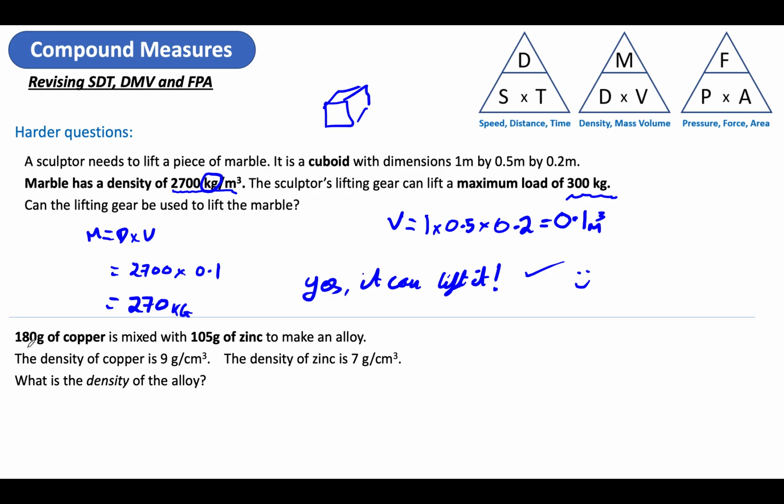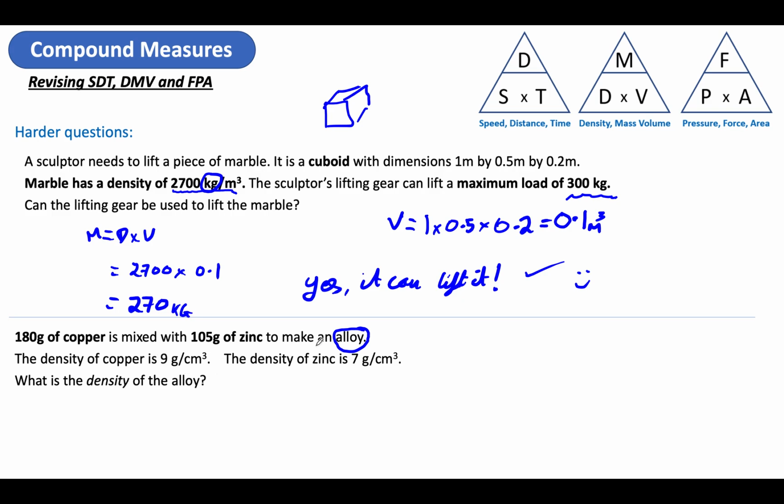Right, last question then. 180 grams of copper is mixed with 105 grams of zinc to make an alloy. An alloy is a material that's made of more than one material. So copper and zinc together makes this new metal, a metal made of 2 other metals. The density of copper is 9 grams per centimeter cubed, and the density of the zinc is 7 grams per centimeter cubed. What's the density of the alloy?